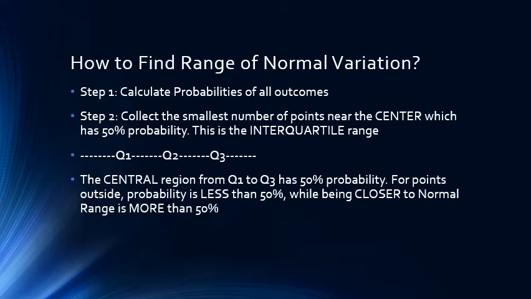Then we look at the interquartile range, which we can compute once we have these probabilities, because you go up to about 25% probability and you get Q1, the first quartile. Going up to 50% gives you the median, and going up to 75% gives you the third quartile. So the range between Q1 and Q3 is the central range, which has 50% probability. And this is the range of normal variation. Any point outside this range has probability less than 50%, and points inside have probability more than 50%. So points outside this range are, in some sense, unusual.